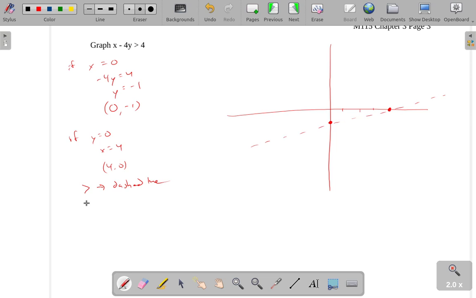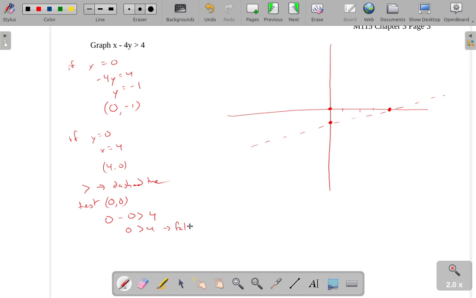Alright, now I need to figure out which way to shade, and I'll test a point on one side of the line. I could test any point, but my favorite point to test is the origin, so I'll go ahead and test that, because plugging in zeros into this inequality is really easy. 0 minus 0 is greater than 4 is not a true statement.